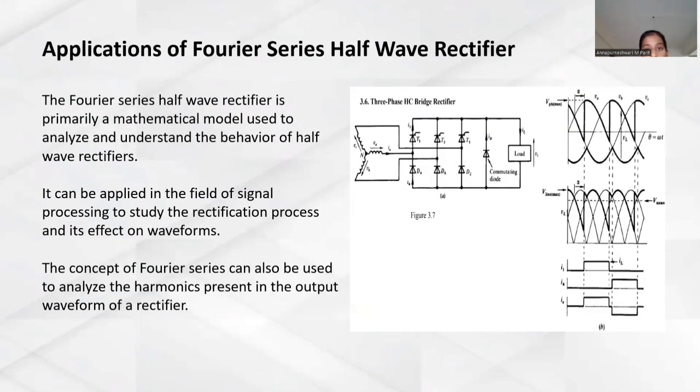Applications of Fourier series half-wave rectifier. The Fourier series half-wave rectifier is primarily a mathematical model used to analyze and understand the behavior of half-wave rectifiers. It can be applied in the field of signal processing to study the rectification process and its effects on the waveforms. The concept of Fourier series can also be used to analyze the harmonics present in the output waveform of a rectifier.